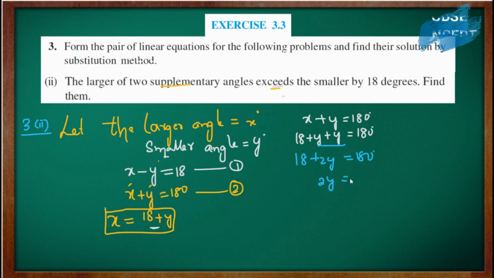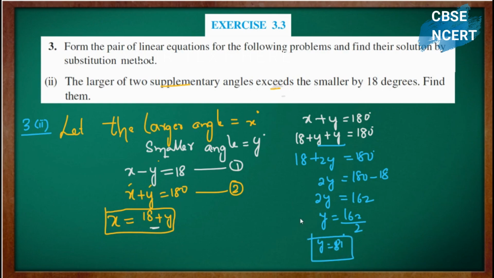So 2y will become 180 minus 18. 180 minus 18, how much, students? Yes, it is 162. So I want the value of y, which is 162 by 2, is 81. So the y value is 81. The smaller angle is 81. Now we are going to substitute this y is equal to 81 in the first equation or second equation. What is the first equation, students? x minus y is equal to 18.